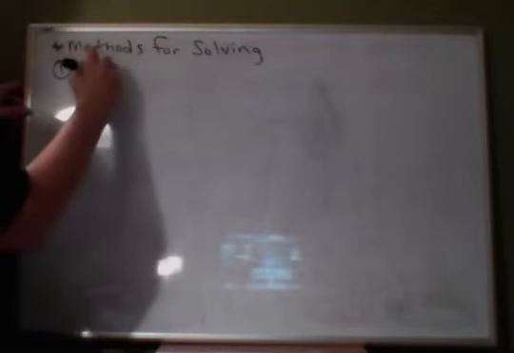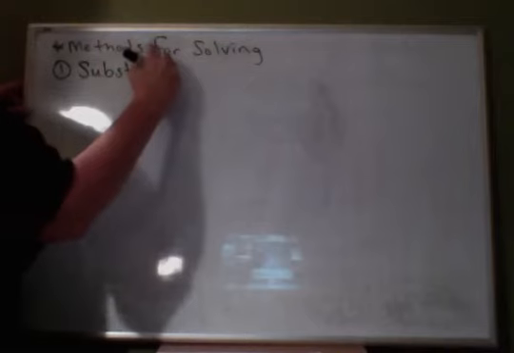Okay. So the first method for solving, we'll call this one number 1, is substitution. And the substitution method is a nice one to use if you have one of the equations that has a variable with a coefficient of 1, then substitution might be a good method to use and might not be too bad. So let's walk through an example of that.